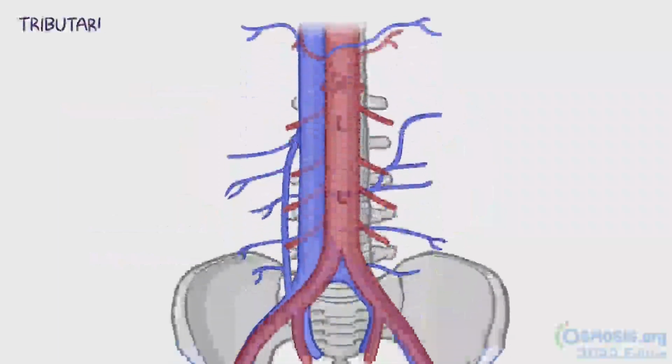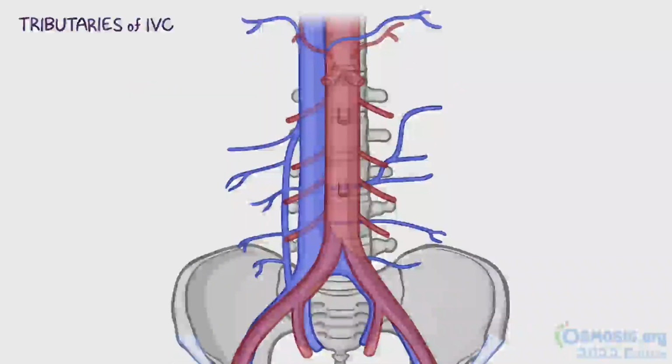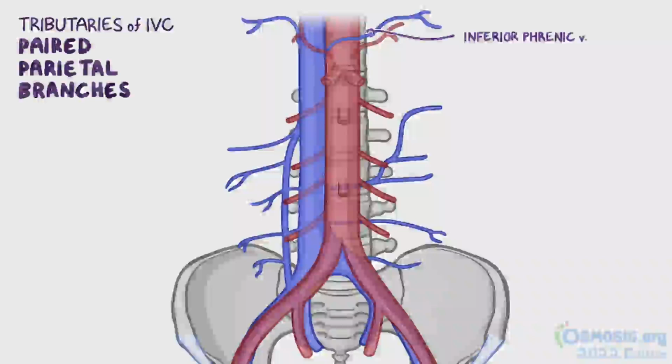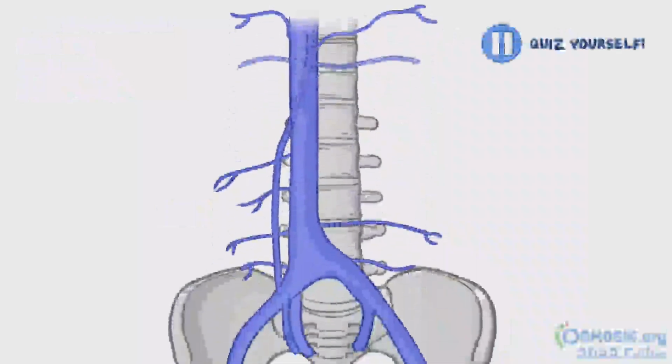Finally, the tributaries of the inferior vena cava that correspond to the paired parietal branches of the aorta include the inferior phrenic veins and the third and fourth lumbar veins. Let's take a quick break and see if you can remember the level at which the inferior vena cava begins.